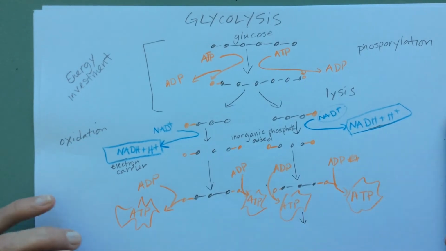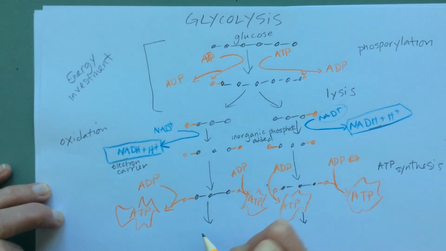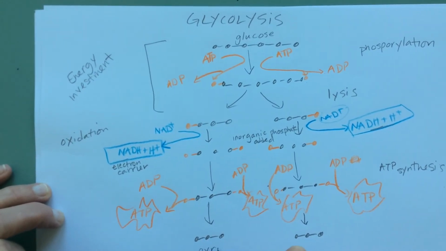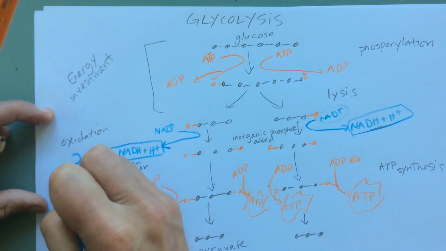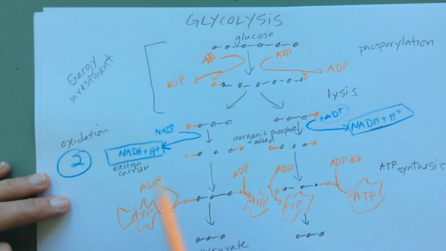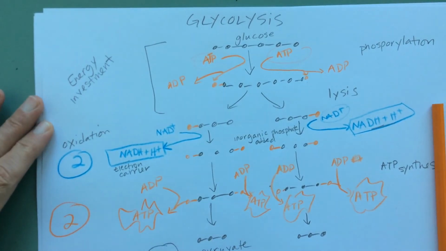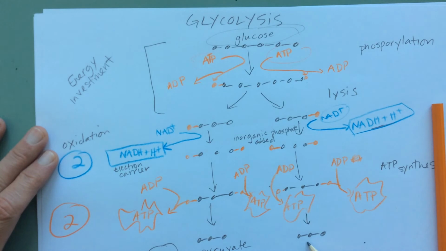And now, since we have done ATP synthesis, what we have left are 2 pyruvates, right? So our net production here, we have 2 total NADH plus H plus. We use 2 ATPs here, but we gained 4, so we actually have a net 2 of ATP, and we get 2 pyruvates. So what goes into it is glucose, right? And what we get out are 2 pyruvates, 2 ATPs and 2 NADH plus H pluses.